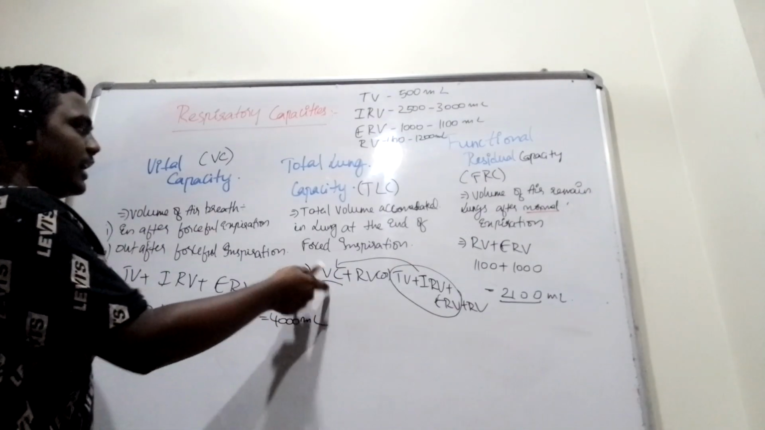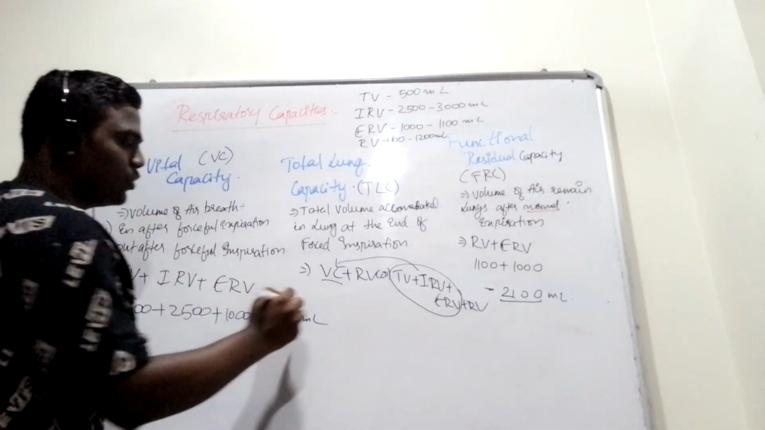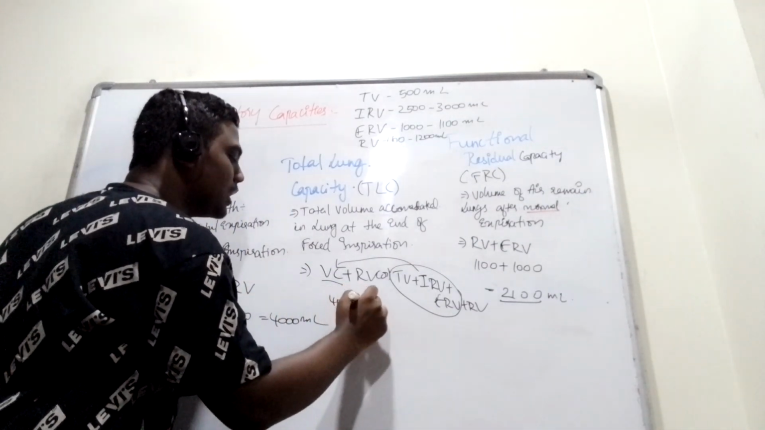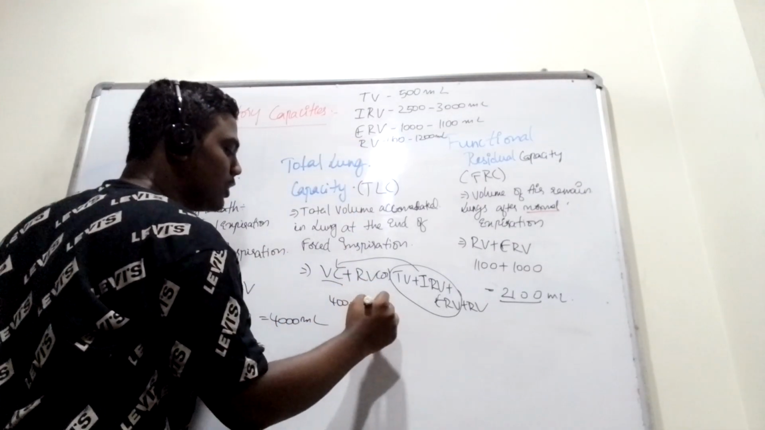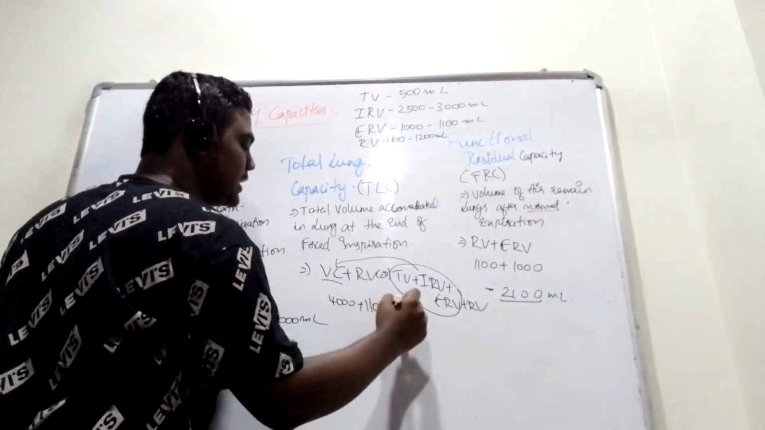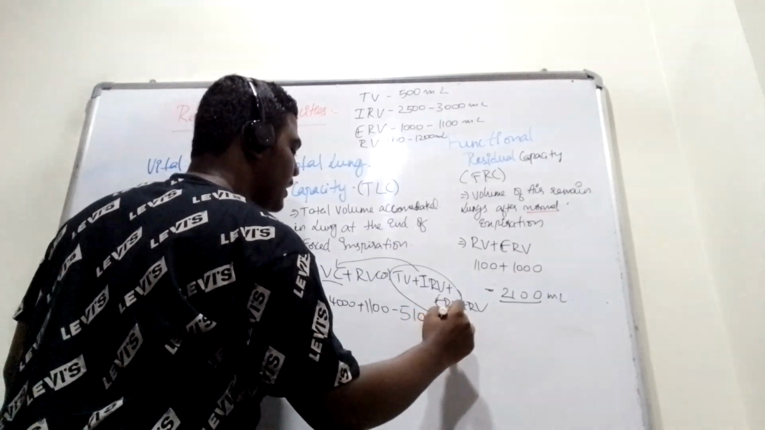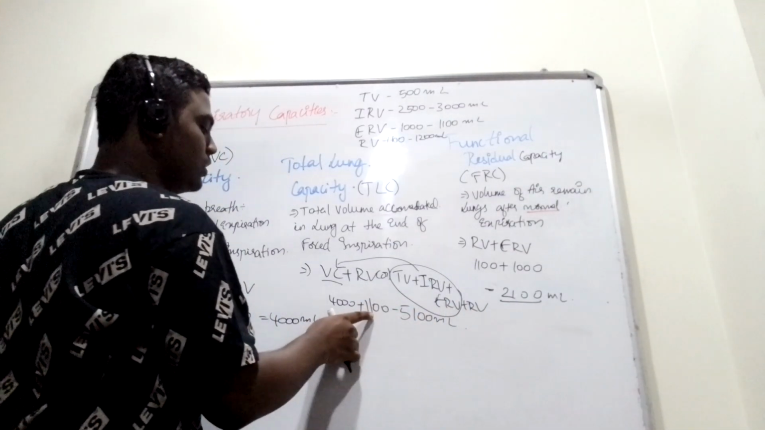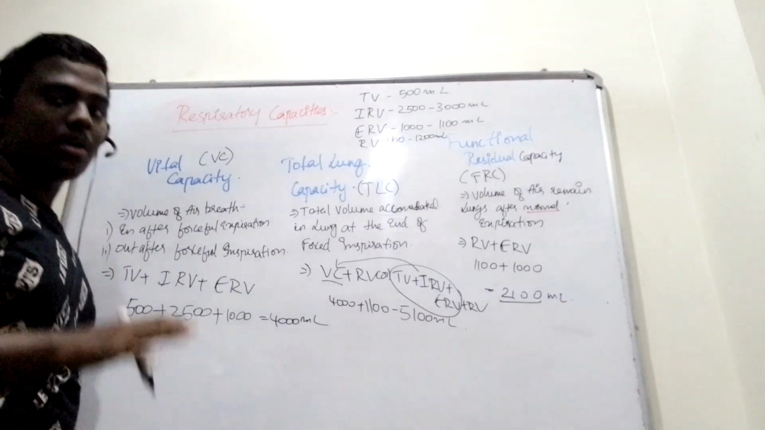Now, vital capacity we got as 4000. So 4000 plus residual volume, which is 1100. So can I say 5100 ml? Yes, 5100 ml.